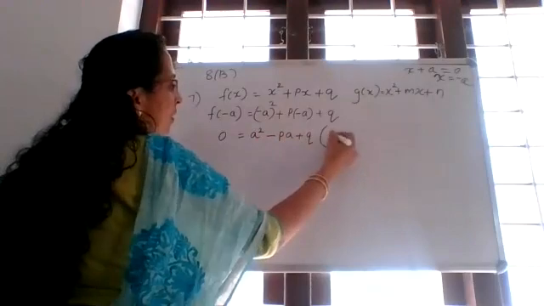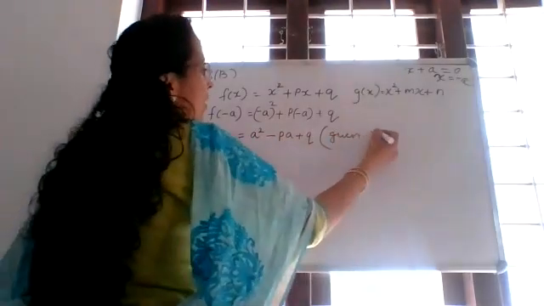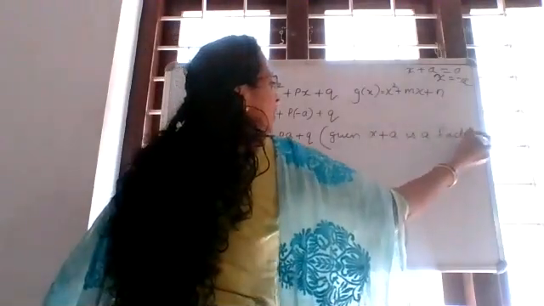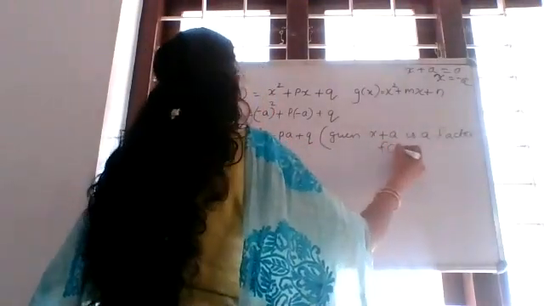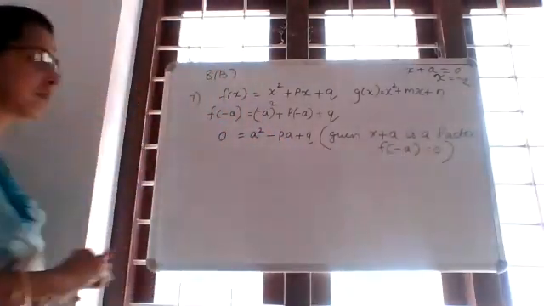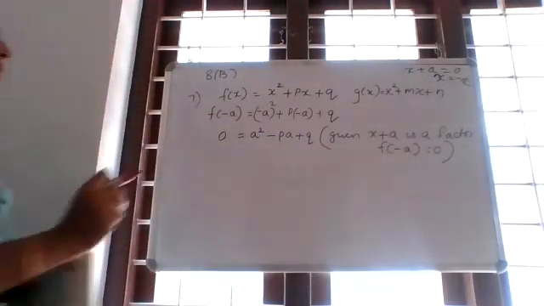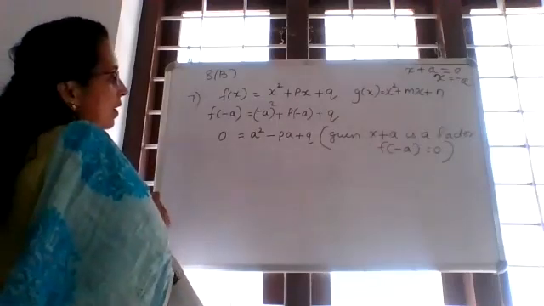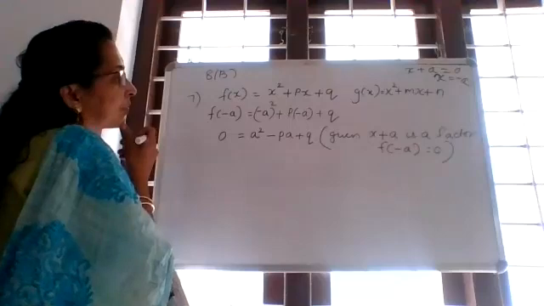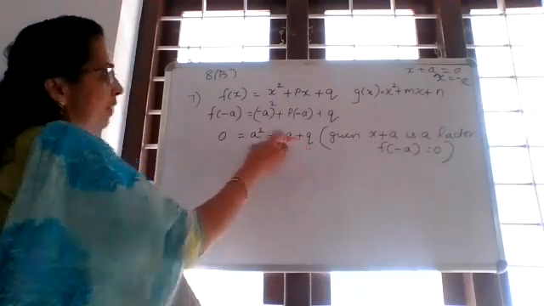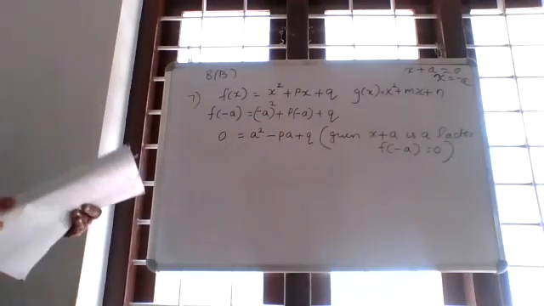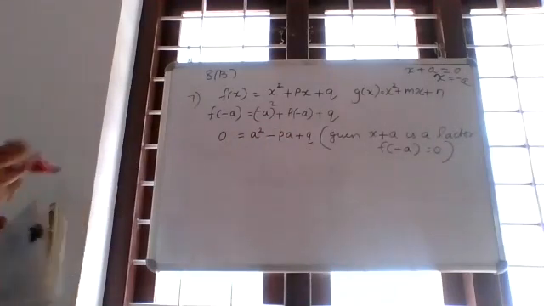If you want, you write: given x plus a is a factor, therefore f of negative a is equal to 0. Write that reason in brackets. That is better. So next we want to find out which one. Show that a is equal to n minus q divided by m minus p.